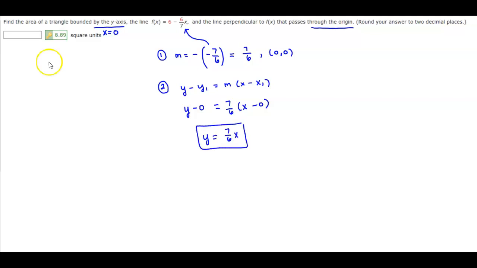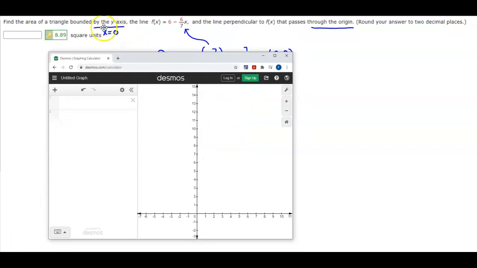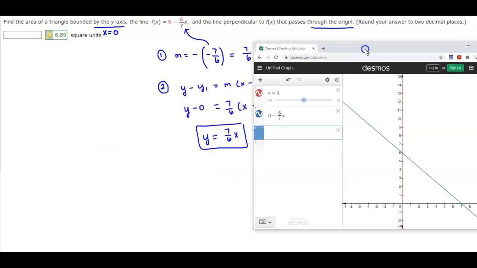Okay. So now what we're going to do is graph this on Desmos. So let's go ahead and graph these lines on Desmos. Well, the first line we have is the y-axis, which is x is equal to 0. Okay. And then we have our next line, which is 6 minus 6 divided by 7, x. Okay, and then we have our line that we just created, which is 7/6 x. So 7 divided by 6, x.